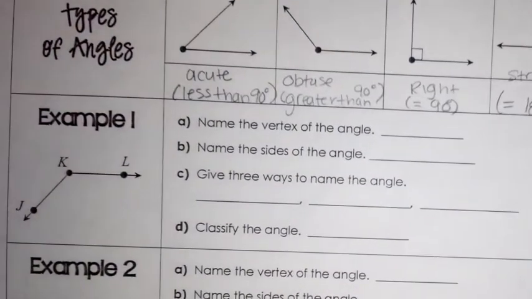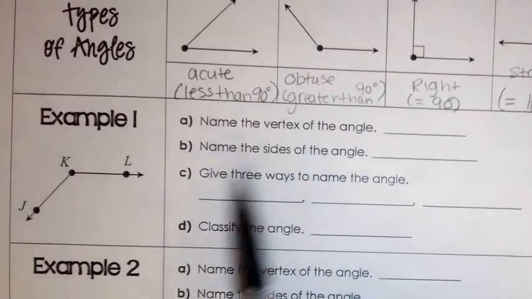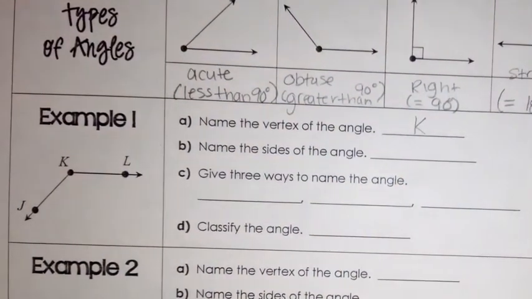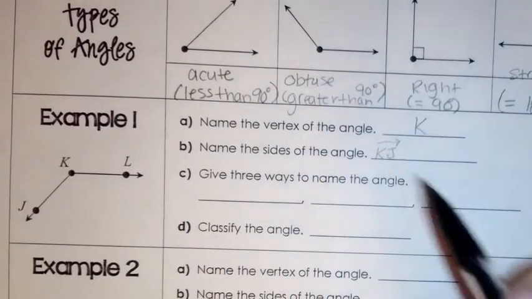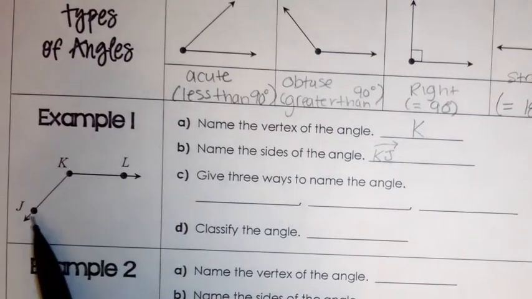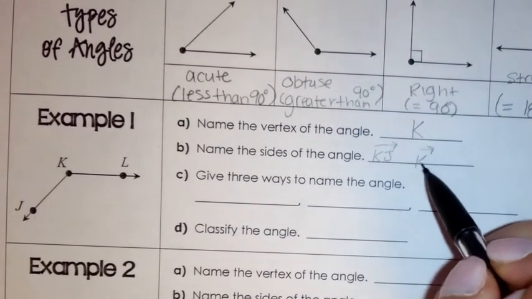So we're going to do the first example together. We're going to name the vertex of this angle. Remember the vertex is where the two rays meet. So where do these two rays meet? They meet at K. Name the sides of the angle. So we need to name the two rays. We have ray KJ. Remember you have to name it KJ because you start at its endpoint and then the point that goes on in one direction forever, and ray KL.